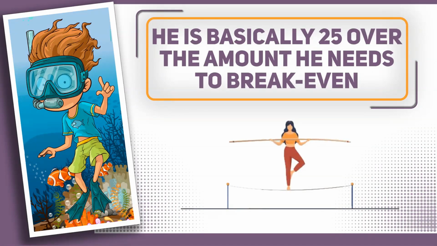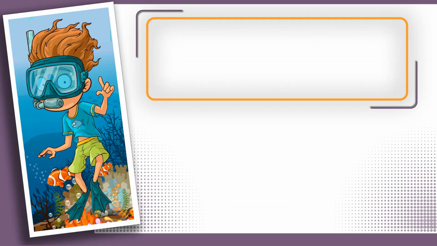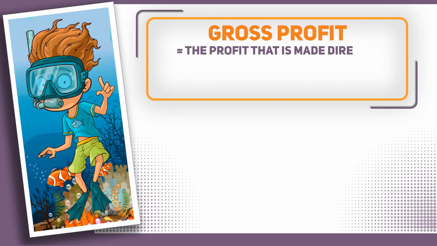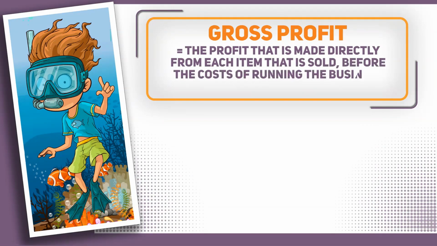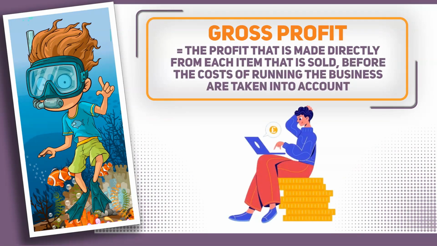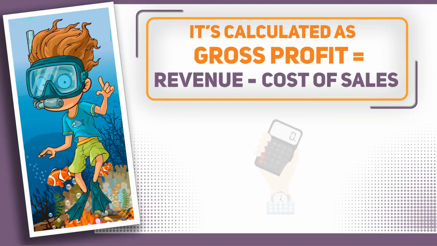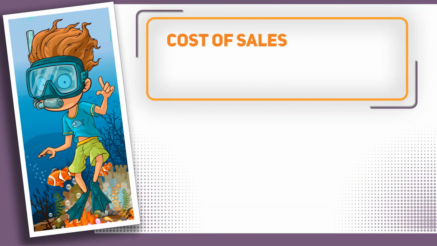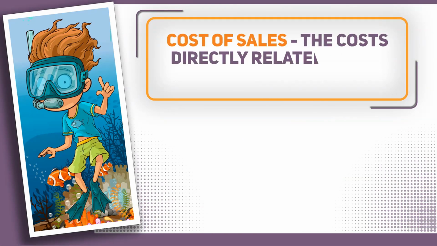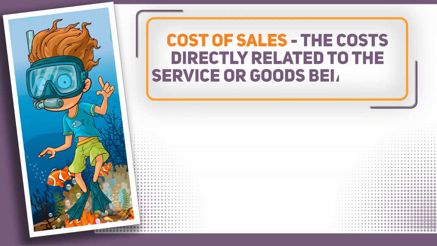Now, going back to profit, it's important that Josh understands that there are different ways of looking at profit, the money left over. Firstly, you could consider the gross profit. This is the profit that is made directly from each item that is sold before the costs of running the business are taken into account. It is calculated as revenue minus cost of sales. The cost of sales are the costs directly related to the service or the goods being sold.